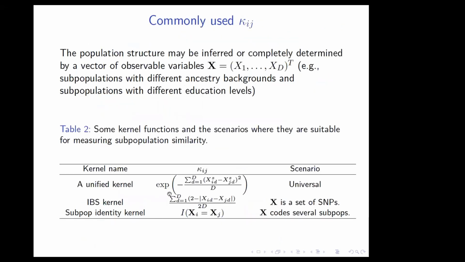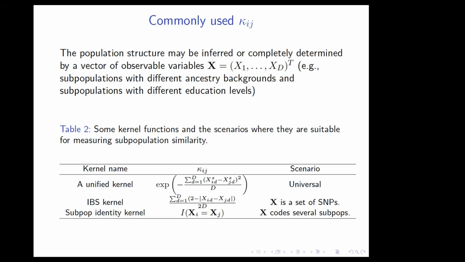Then the subpopulations or population structure sometimes can be completely determined by a vector of observable variables. For example, if the subpopulations are just different sexes, then you can just use dummy variables to code the different sexes. But sometimes the subpopulations are latent. For example, the subpopulations are based on different genetic profiles. In that situation, we can use a vector of SNPs to represent the genetic background. But the vector of SNPs cannot determine the genetic background completely. You can only use the vector of SNPs to infer the genetic background.